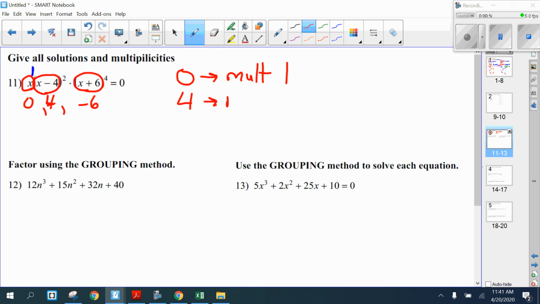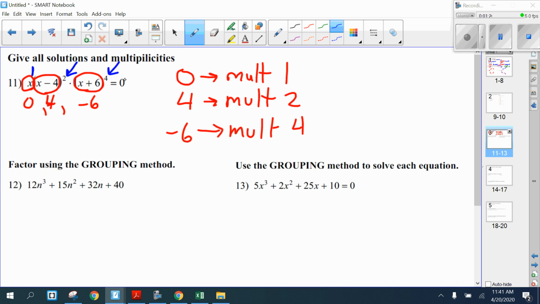4 has multiplicity 2, and again, that's just this exponent here. -6 has multiplicity 4. All I'm looking at is the degree or the exponent on that power. The multiplicities have something to do with how the graph looks at those certain zeros, but that's not important. I don't need to go into that right now.